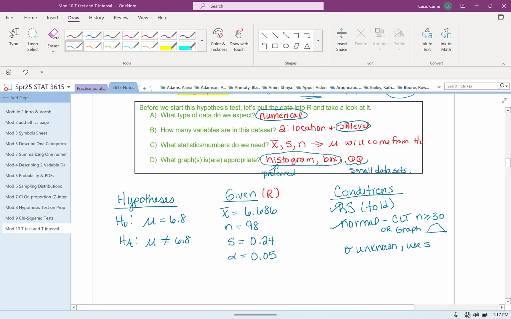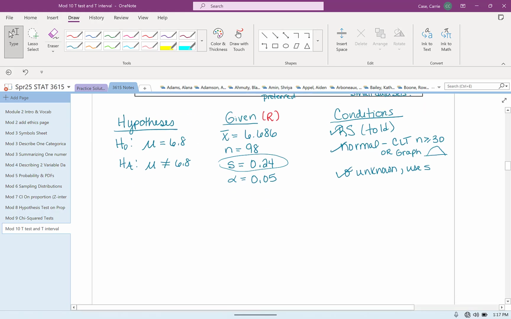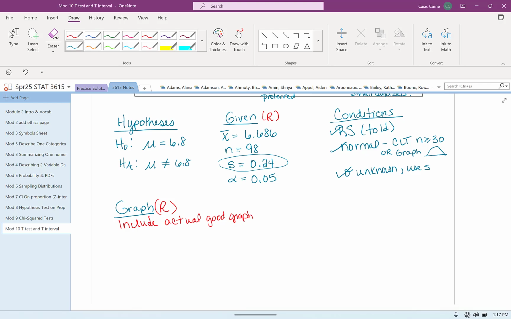And then sigma is unknown. We are using S. We were not given sigma. You cannot calculate sigma from sample data. You can only calculate sample statistics from sample data. So the next thing we have to do is actually graph our data, and we did that. And we would include this graph from R. You would include the actual graph. So you'd include your good graph here.